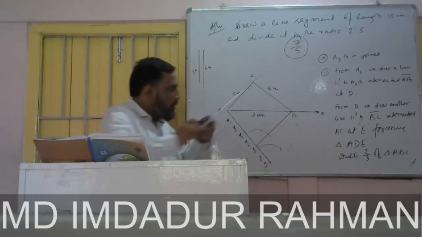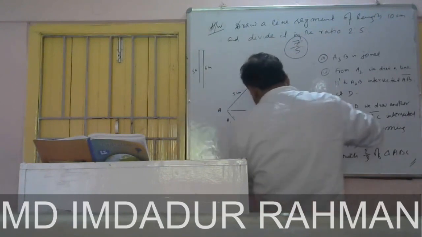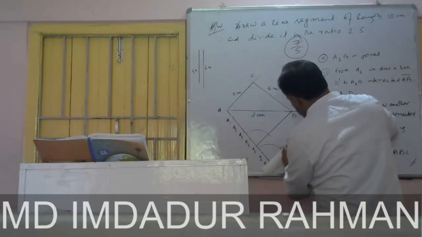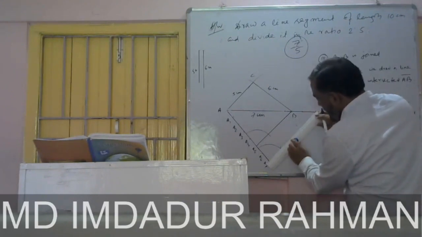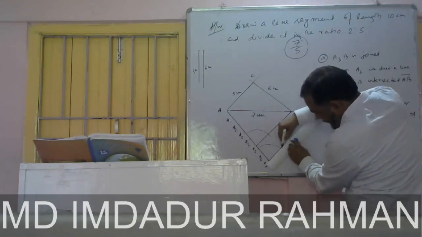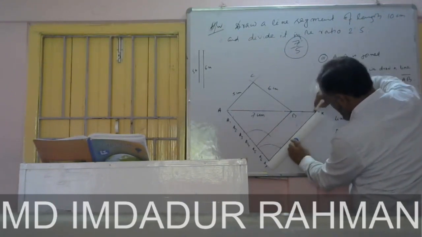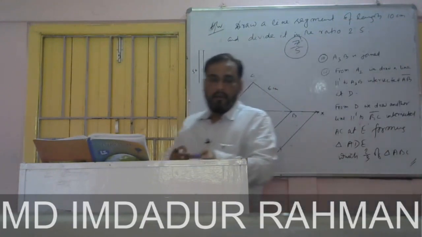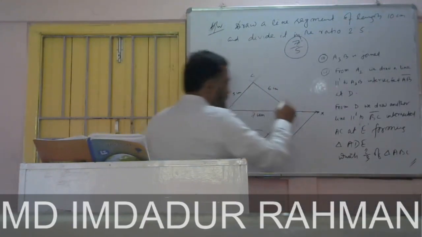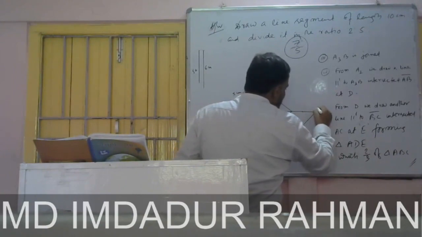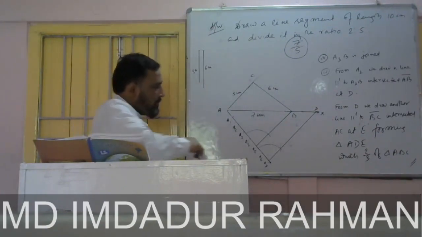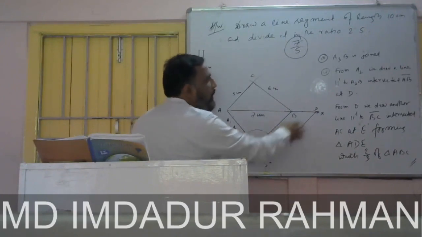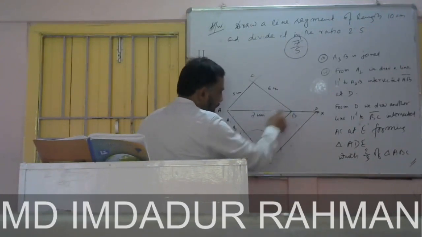Now we will join A7 and the point of intersection. You see, here, this point of intersection and here D. What have I done? From A7 we have to draw a line parallel to A5B.